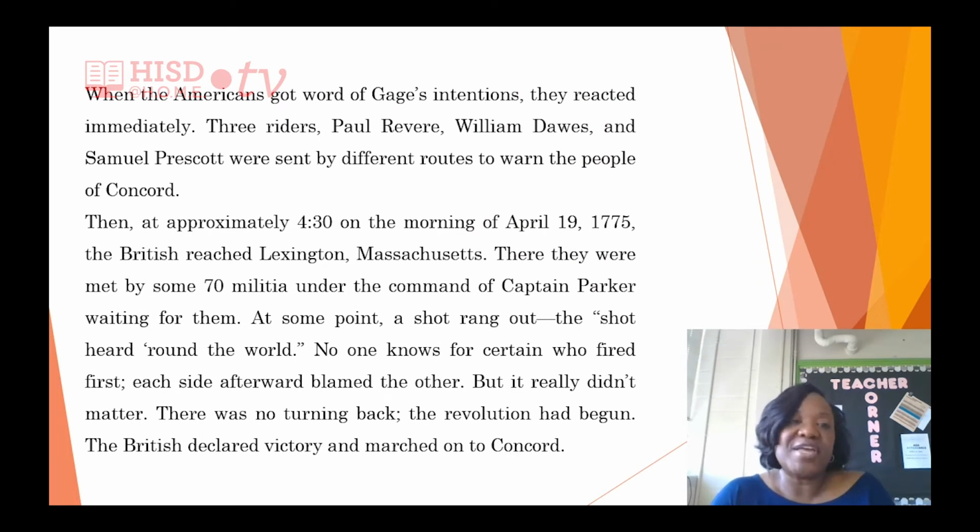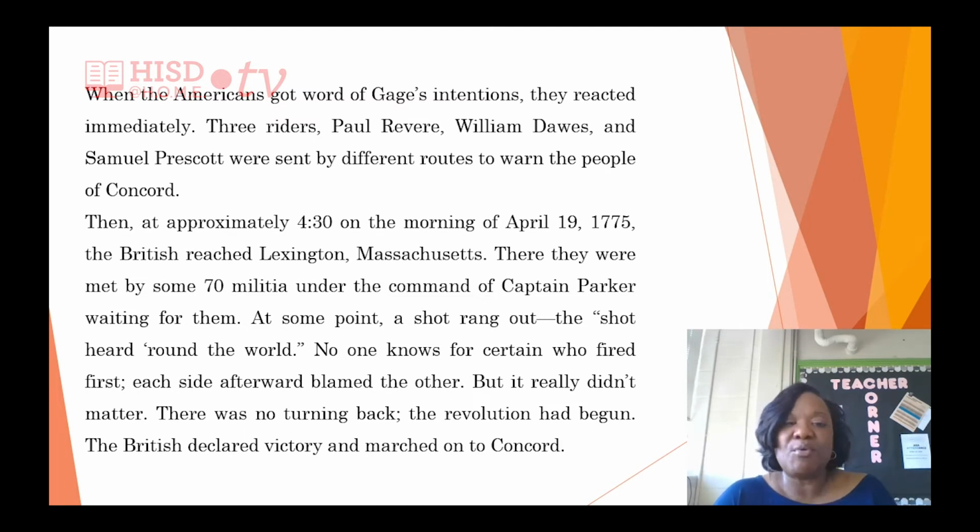When the Americans got word of Gage's intentions, they reacted immediately. Three riders, Paul Revere, William Dawes, and Samuel Prescott, were sent on different routes to warn the people of Concord. Then, at approximately 4:30 on the morning of April 19, 1775, the British reached Lexington, Massachusetts. There they were met by some 70 militia under the command of Captain Parker, waiting for them.